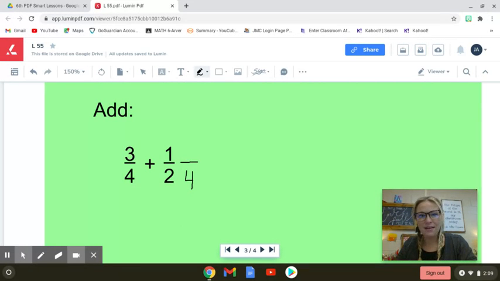So if I do that, I need to think about a few things. Well, if my new denominator is going to be 4 right here, how did I get from 2 to 4? And I'm thinking in terms of multiplication. 2 times what will give me 4? Well, I know that 2 times 2 gives me 4. 2 times 2 is 4, and whatever I do on the bottom, I must do on the top in my numerator place. So if I take 2 times 2 on the bottom, I'm going to take 1 times 2 on top here in my numerator. 1 times 2 is 2.